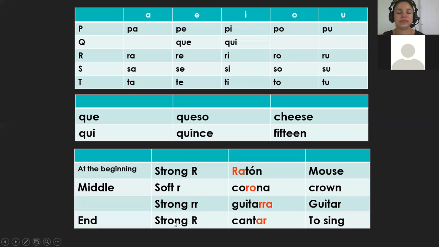Also, we have the strong R at the end of the words. And as I was telling you, the verbs in Spanish in the dictionary form end in the strong R. We have the example here, cantar. Cantar in English is to sing.